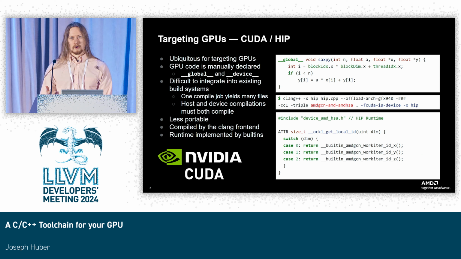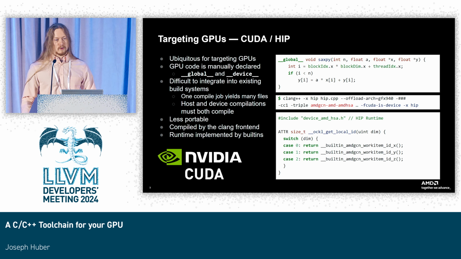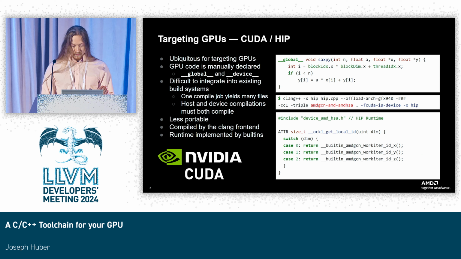CUDA is what we call an offloading language, which means it combines heterogeneous compilation jobs, host compiles and device compiles for even multiple architectures, into one mega Clang job. That introduces a lot of build system complexity that I'm sure anyone who's tried to do CUDA through CMake can tell you about. What's also annoying about it for this is that you need to manually put things like global and device on each function.